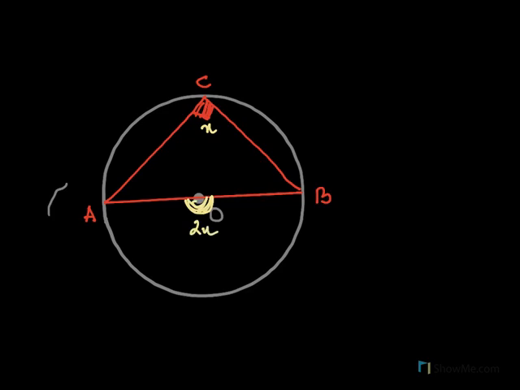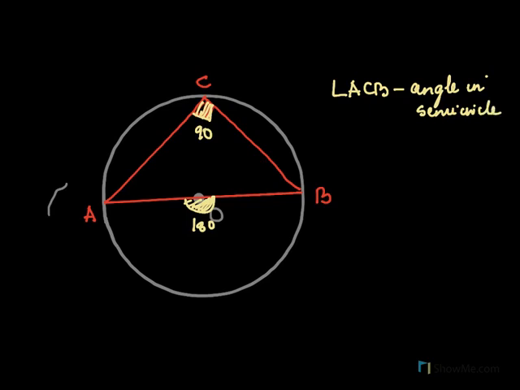Angle at the circle is half of the angle at the center, which means now if we know this angle is now 180, it's a straight angle. So what do you expect this angle to be? This will be 90. And angle ACB is angle in a semicircle. So an angle in a semicircle is always 90.